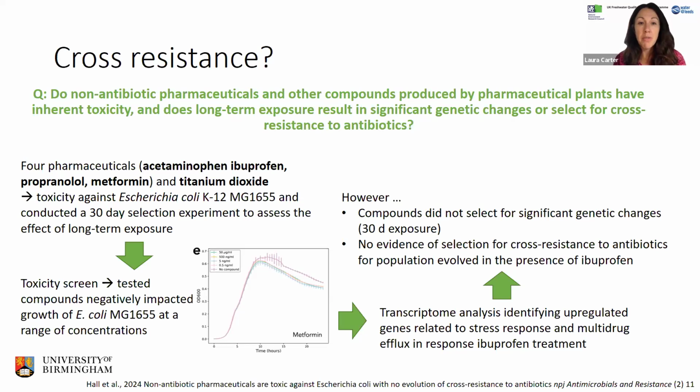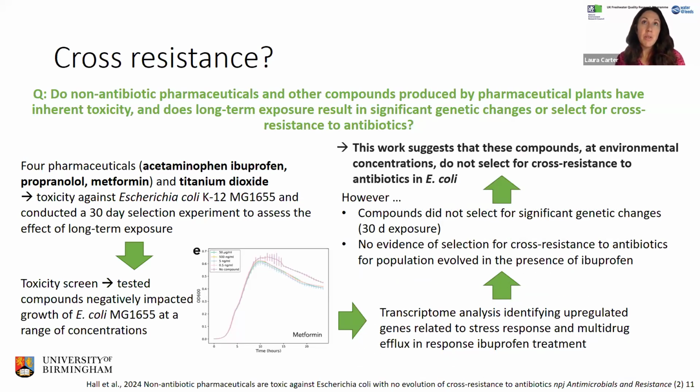And there was no evidence for selection for cross-resistance to antibiotics for the population that evolved in the presence of the ibuprofen treatment specifically. So this really suggests that, at least for these compounds that we've included in this analysis, including environmentally relevant concentrations, there wasn't the potential to select for cross-resistance to antibiotics in E. coli. But I think, as you can appreciate, this is a small snapshot of potential areas that we need to explore. There's a limited number of pharmaceuticals which we've done here against one strain of E. coli. So these are our findings, but I think it opens many more questions that we need to explore further.